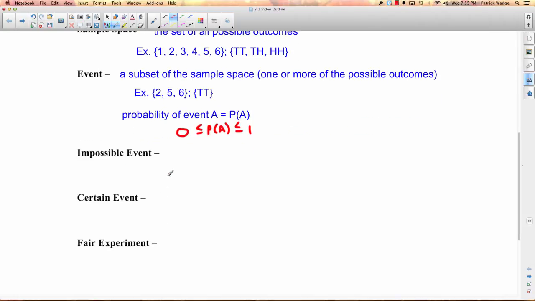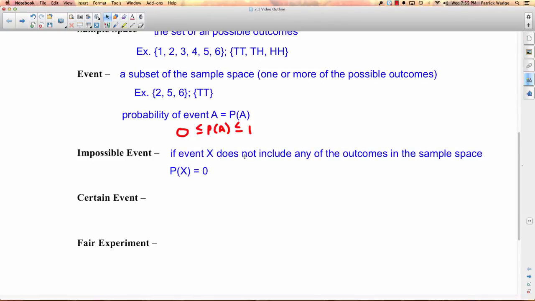Okay, so we're going to talk about that now. An impossible event has a probability of 0. And there you go, P(X) equals 0, if an event X does not include any of the outcomes in the sample space. So, for example, roll a 9 on a die. That's just not happening, right? Unless it's one of those crazy dice that has 24 sides. I'm talking about a standard die. If you roll a standard die, what's the probability of getting a 9? The probability is 0. It is not going to happen.